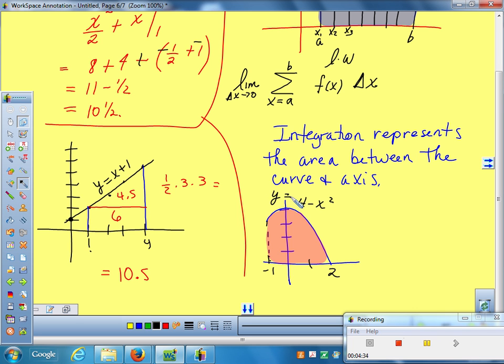What are you going to do? -1 to 2, put the function in. Yep. You're going to go -1 to 2, put the function in. Done. Integrate it and sub the numbers in. You got area.